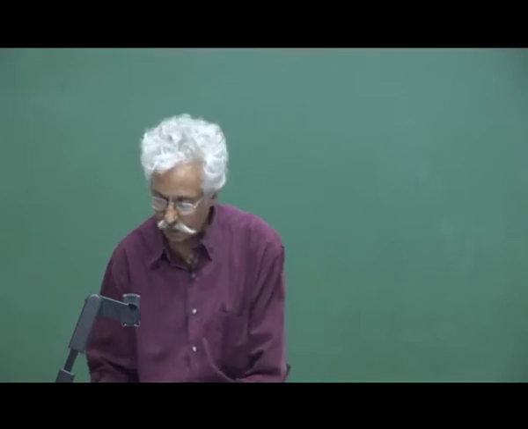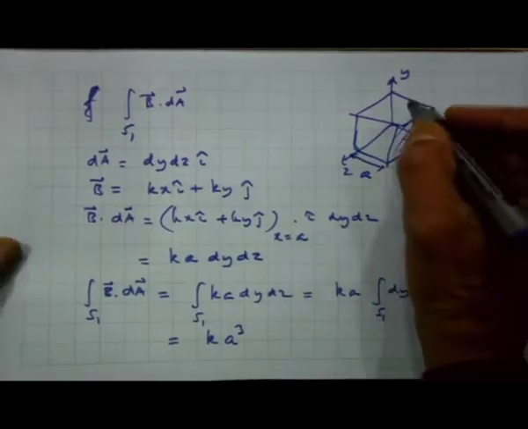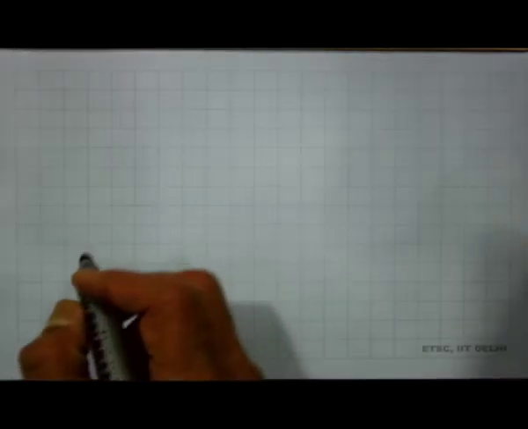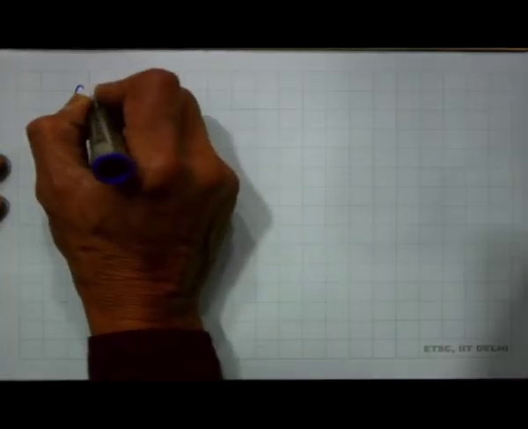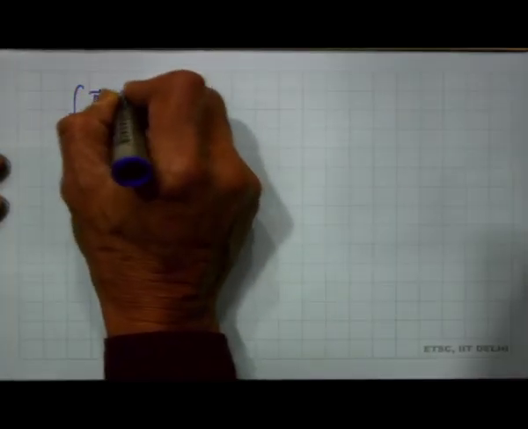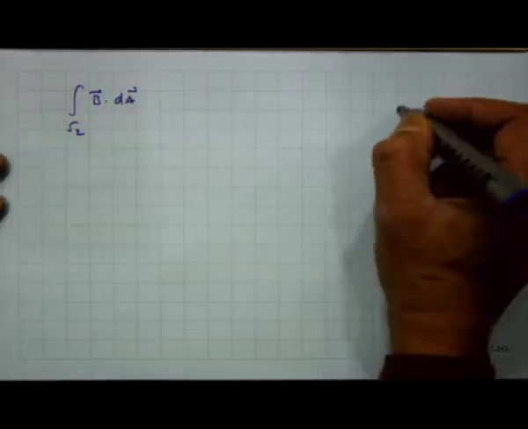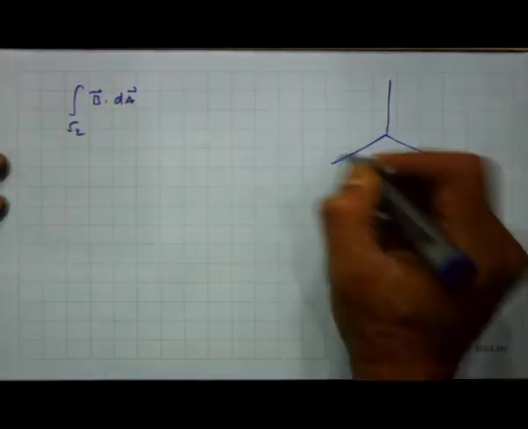So, for example, let me just calculate one more surface, which is S2. So, let me calculate S2. Integral B dot dA over S2. So, again I draw the figure here.